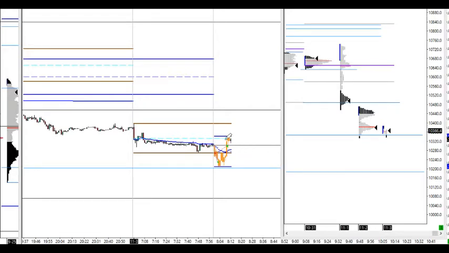Need to break out a midpoint of initial balance and then move towards initial balance high, hold above, then go further upside. But so far it looks like a failed auction below this initial balance low, so looking for a spike higher now.